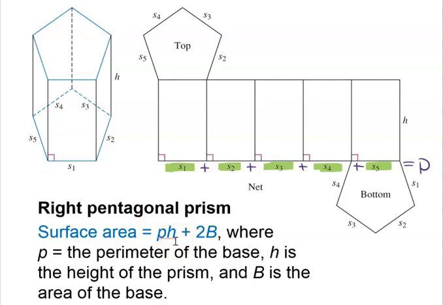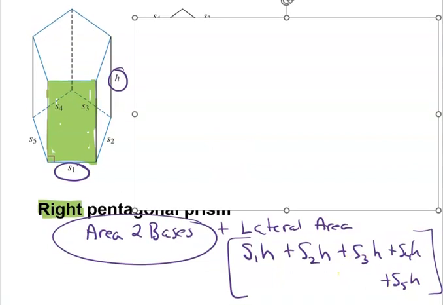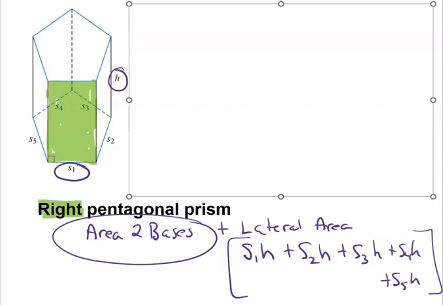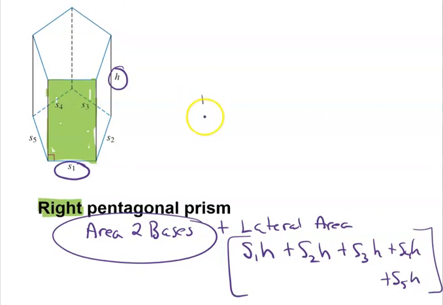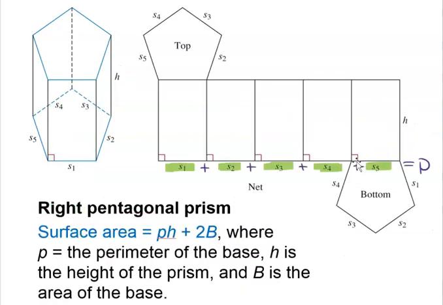Absolutely. Look at the formula I wrote over here. That's no different than factoring out an H. Uh-oh. My bad, y'all. Hold on. Let me get my pen working. That's no different than factoring out an H. Okay, and then that would be S1 plus S2 plus S3 plus S4 plus the S5 that ended up underneath, and that is your P. Okay, so perimeter times H, and then plus the two bases, like we said before. So where P is the perimeter of the base, H is the height of the prism, and B is the area of the base.